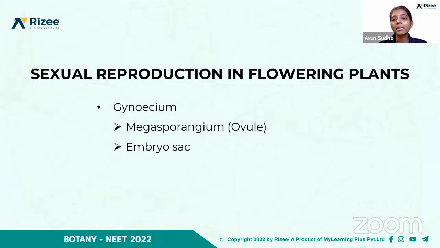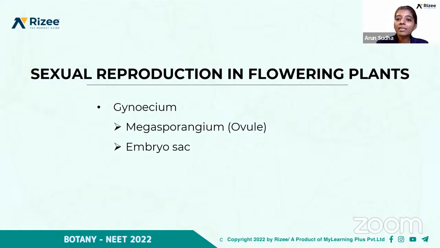So today we'll see in detail about the gynecium, which is the female reproductive part, and under that, the megasporangium, that is the ovule. Ovule is also called an integumented megasporangium, that is, it is surrounded by integument. And then about the embryo sac. So what is an embryo sac and how is it formed? This embryo sac is actually a female gametophyte. Pollen grain is a male gametophyte and embryo sac is a female gametophyte.